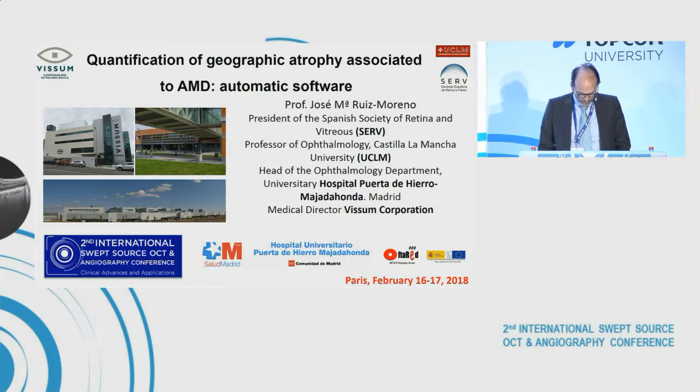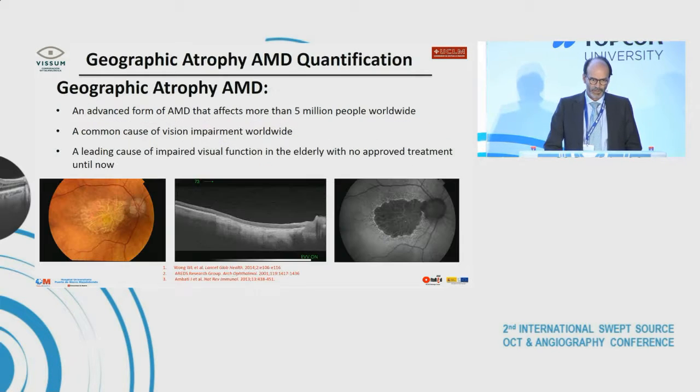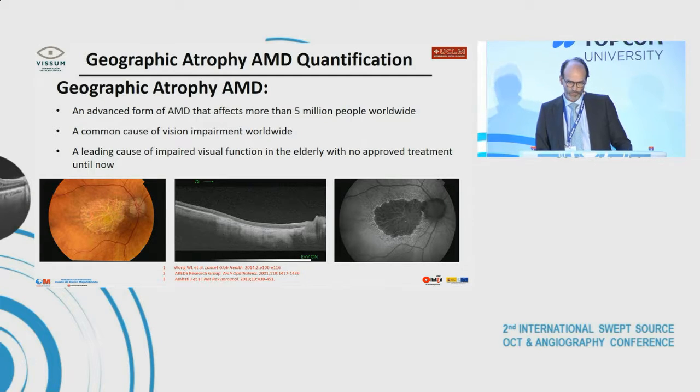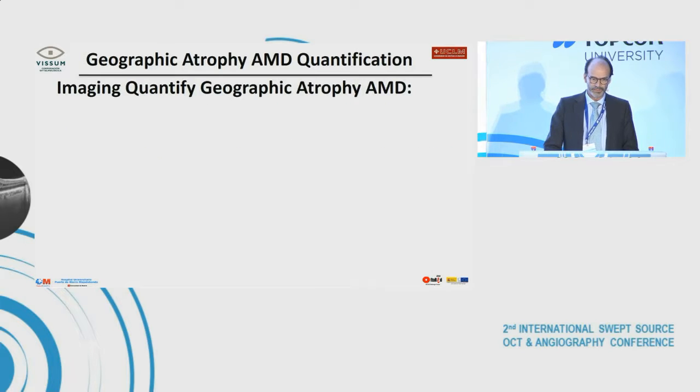We are going to present quantification of geographic atrophy associated to AMD with automatic software. This is my disclosure. Geographic atrophy is a very important topic and will be in the new year. It's an advanced form of AMD that affects more than 5 million people. It's a common cause of vision impairment in the world, and a leading cause of impaired visual function in the elderly, with no approved treatment until now. In recent months, there were not good results with lampalizumab, and today there is no possibility to treat this important disease.